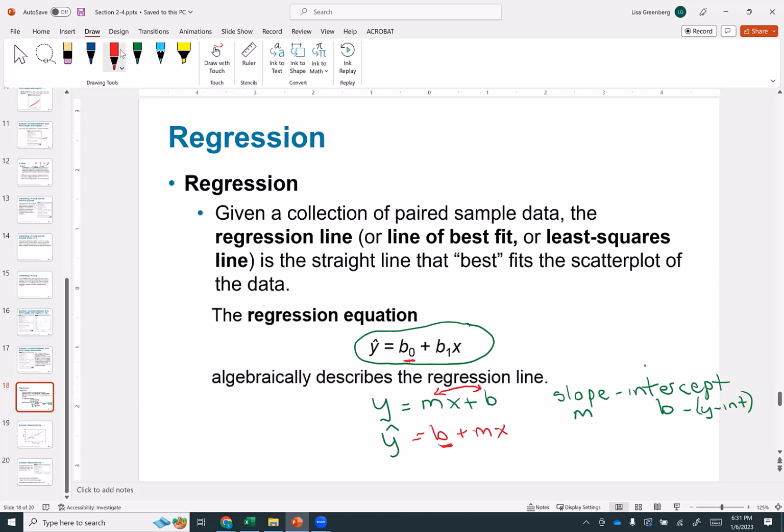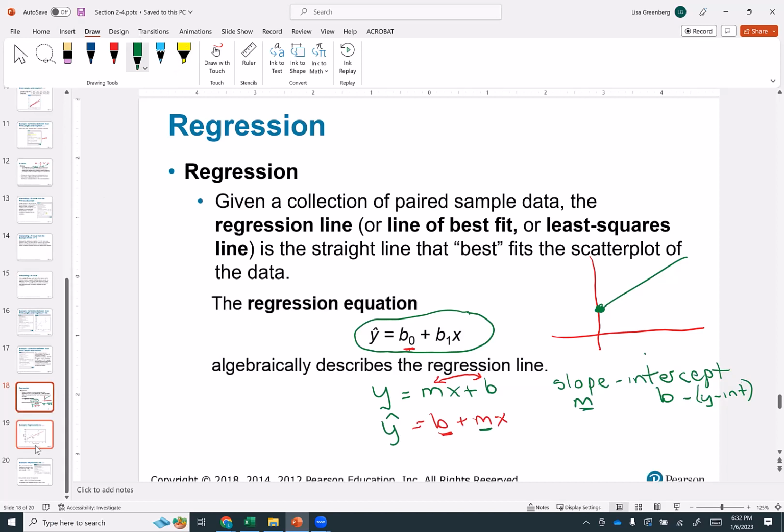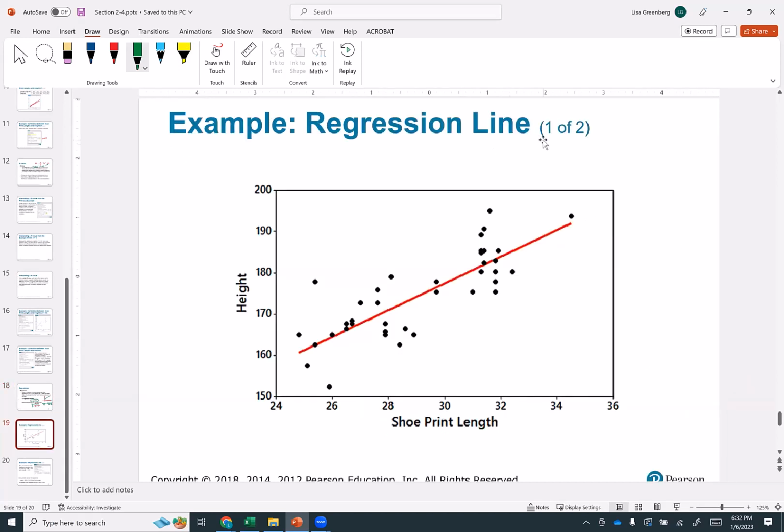And this b refers to this b. This is the y-intercept. If I were to look on a graph, let's say we have a graph that looks like this. This is my y-intercept, and b0 means exactly the same thing, where this line starts. And then b1 is our slope. It's exactly the equation of a line. We have this regression line, and we can create this.